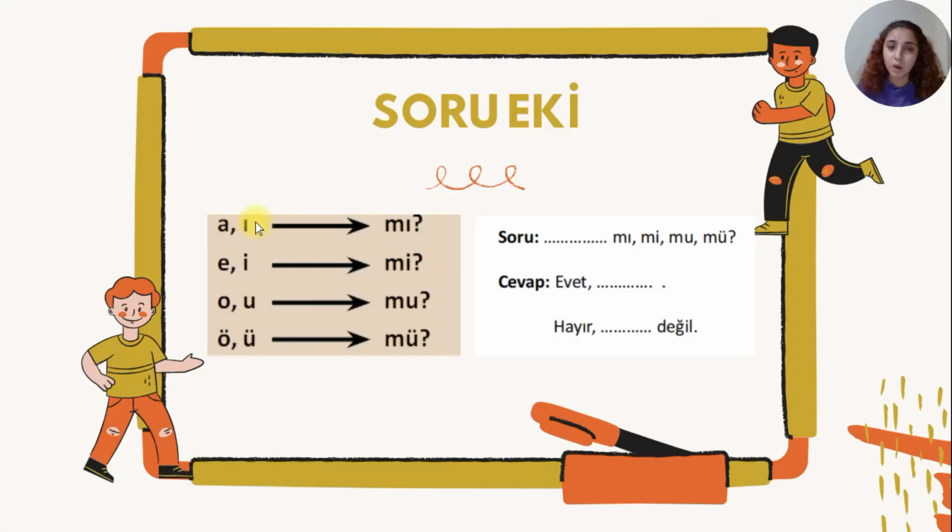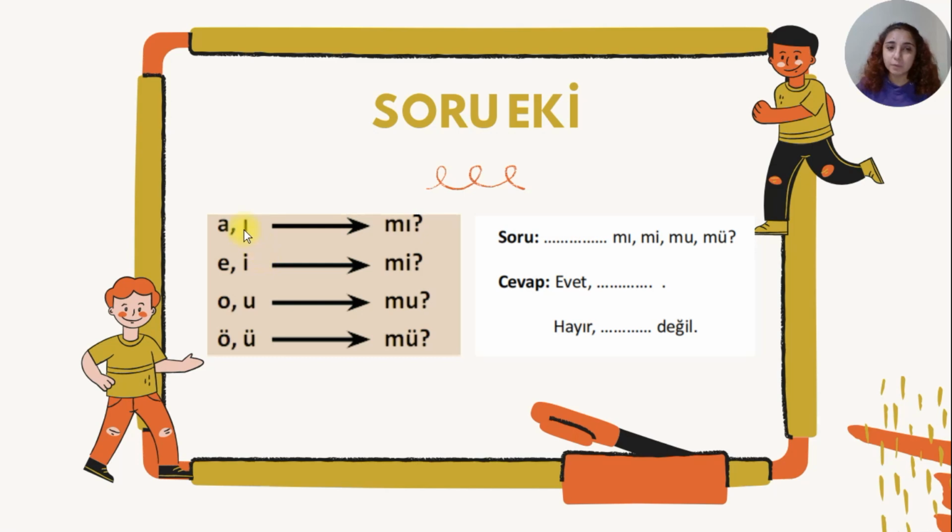A and I vowels at the end will be related with mı. E and İ will be related with mi. O and U will be related with mu. And Ö and Ü will be related with mü. And this is the same rule as vowel harmony. And now we have four types of suffixes. And remember the plural suffix topic, lar, ler. We had two different types of plural suffix. But here, now you will have four types of question suffixes.